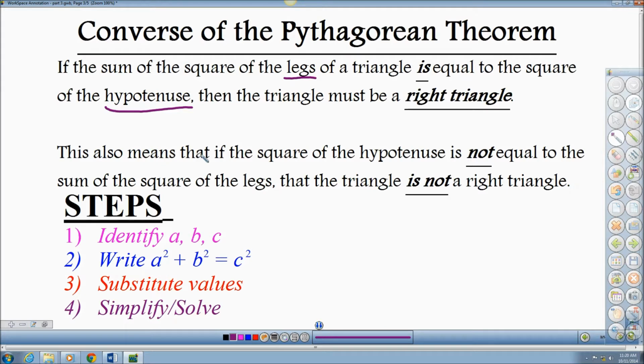This also means that if the square of the hypotenuse, the longest side, is not equal to the sum of the squares of the legs, the two shorter sides, then the triangle is not a right triangle. So once again, we're going to be following the same steps of identifying sides A, B, and C. Then we fill in our Pythagorean theorem, a squared plus b squared equals c squared, substitute our values, and then simplify or solve. I have two examples for you to guide you through the process.